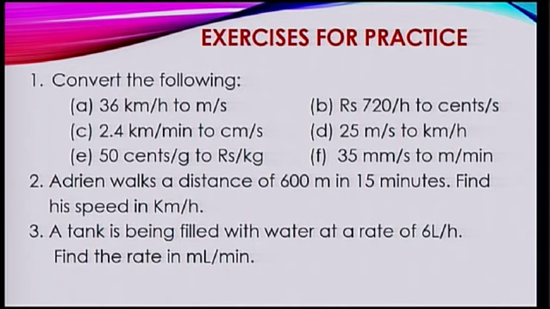A few exercises for you to practice now. In number 1, you have to convert the following: 36 kilometers per hour to meter per second. Part B, 720 rupees per hour to cents per second. Part C, 2.4 kilometers per minute to centimeter per second. Part D, 25 meters per second to kilometer per hour. Part E, 50 cents per gram to rupees per kilogram. Part F, 35 millimeters per second to meters per minute.